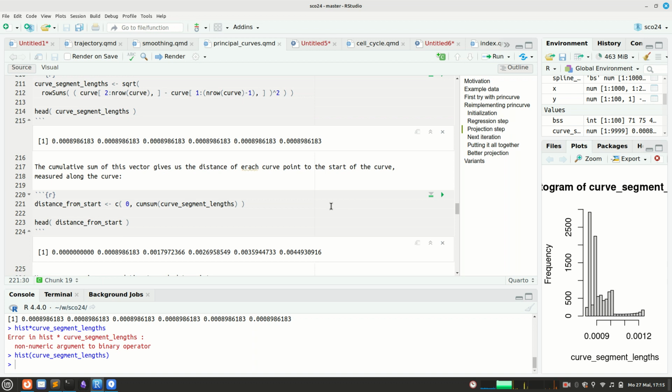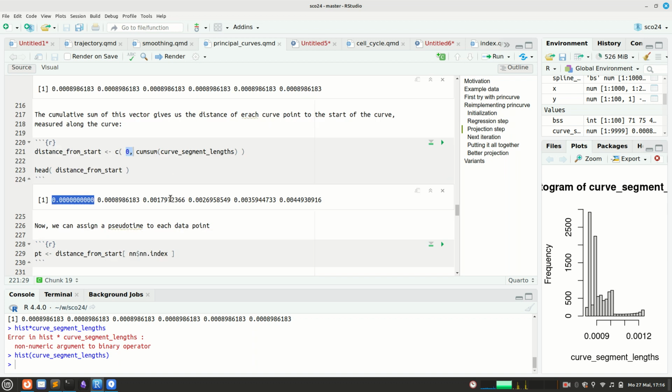And in R, there is this cumsum function. What the cumsum function does is it takes a vector and gives you back a new vector, which is the first element, the sum of the first 2 elements, the sum of the first 3 elements, the sum of the first 4 elements. So the list of cumulative sums. This is what I get here: the first segment, the sum of the first 2 segments, the sum of the first 3 segments, and so on. And I manually put a 0 in front, so that now I get for each curve point the distance of this curve point to the start. That's why I had to put the 0 at the beginning, because the very first curve point, of course, is the start.